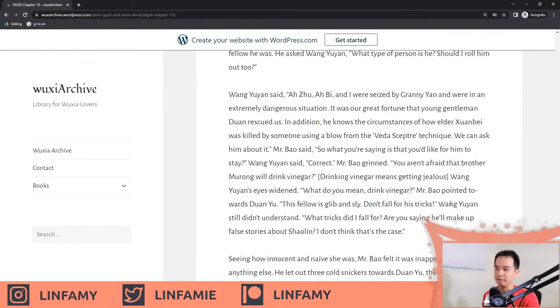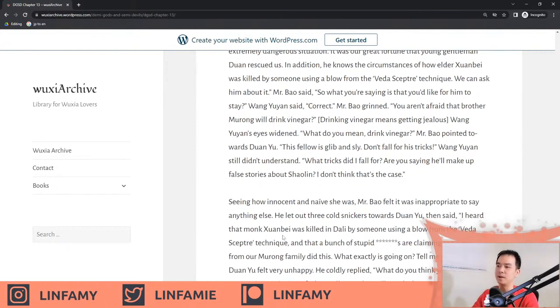Wang Yuyan's eyes widened. "What do you mean, drink vinegar?" Mr. Bao pointed towards Duan Yu. "This fellow is glib and sly. Don't fall for his tricks." Wang Yuyan still didn't understand. What tricks did I fall for? Are you saying he'll make up false stories about Shaolin? I don't think that's the case. Seeing how innocent and naive she was, Mr. Bao felt it was inappropriate to say anything else.